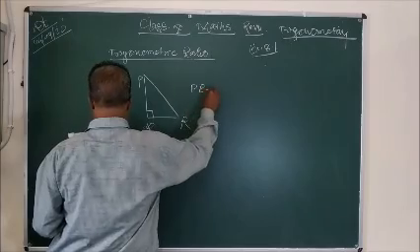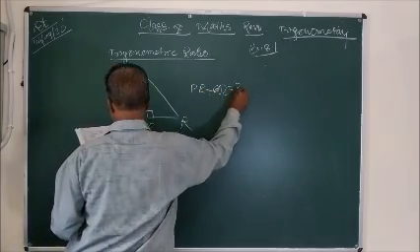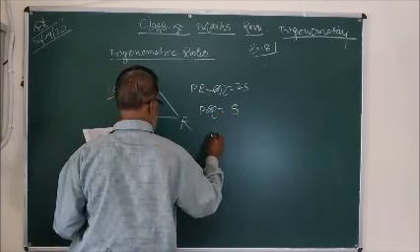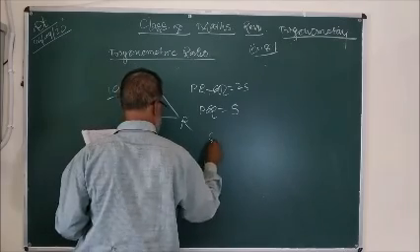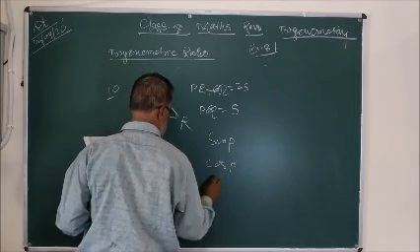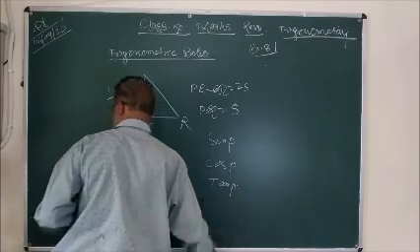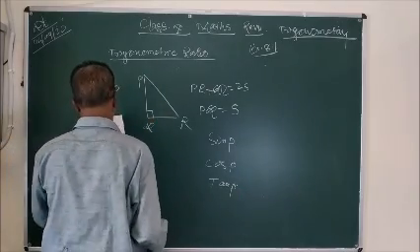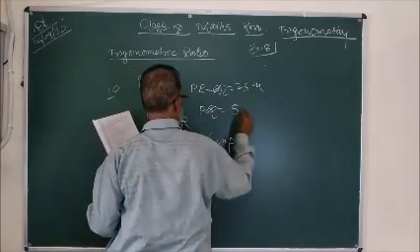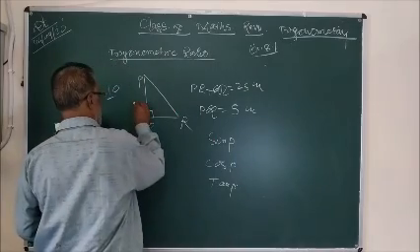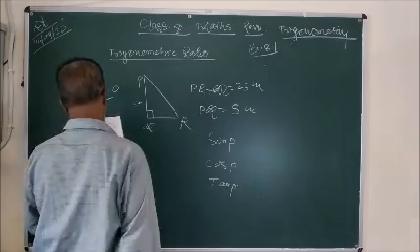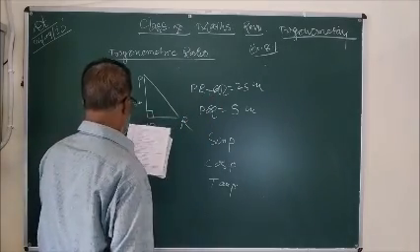Question: PR plus QR is equal to 25 and PQ is equal to 5. Find the values of sin P, cos P, tan P. Now you see, given that PR plus QR is 25 cm and PQ is 5 cm. PQ is 5 cm, and this plus this, PR plus QR, is 25. So find the value of sin P, cos P, tan P.